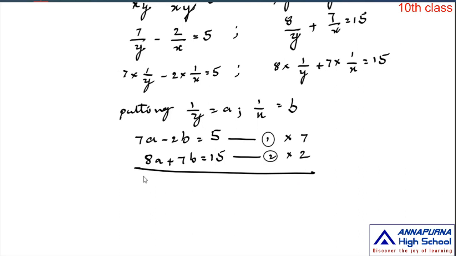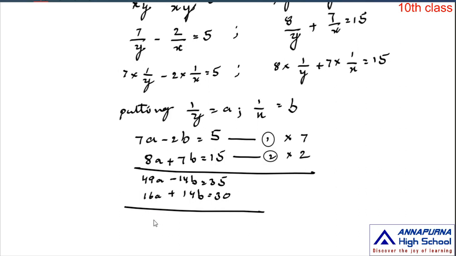Okay, 7a into 7, 49a minus 2b into 7, 14b is equal to 5 into 7, 35. And the second equation, 8a into 2, 16a plus 7b into 2, plus 14b is equal to 15 into 2, 30. Now add these two equations. Why? Because here the signs are different. So that's why add these two equations.